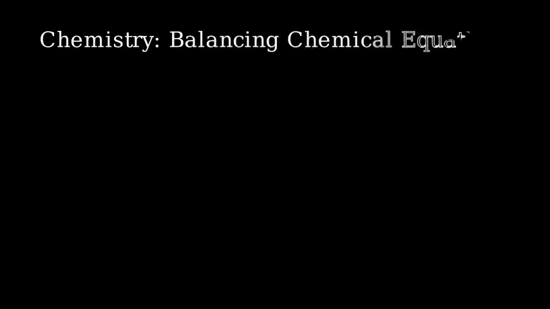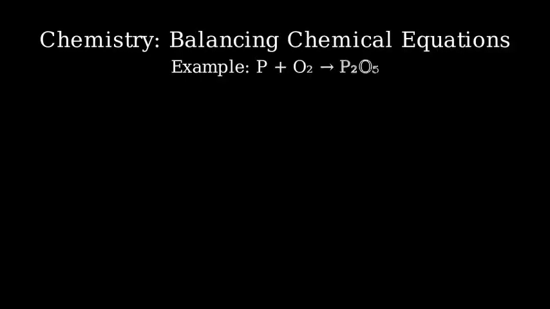Welcome to MathGPT's chemistry lesson on balancing chemical equations. Today, we'll discuss how to balance the chemical equation for the reaction of phosphorus and oxygen to form diphosphorus pentoxide. The reaction we're looking at is phosphorus plus oxygen gas yields diphosphorus pentoxide. Let's first write down the unbalanced chemical equation.